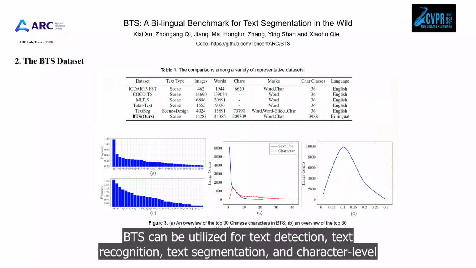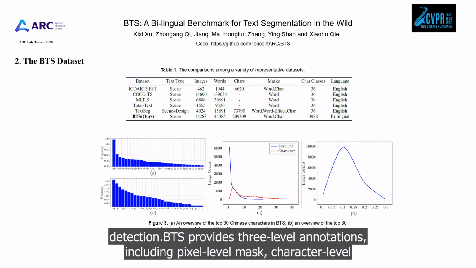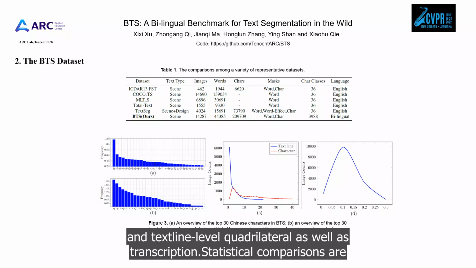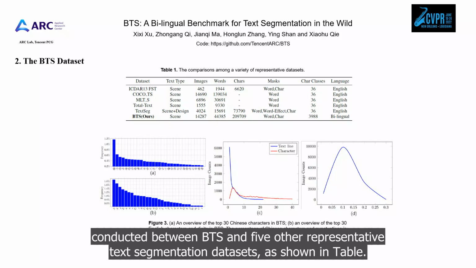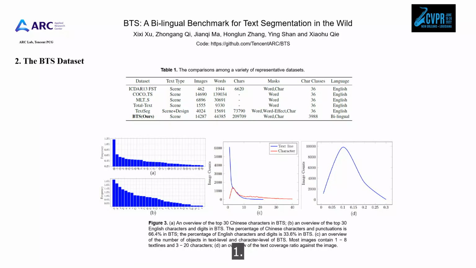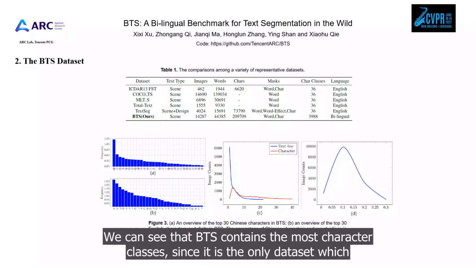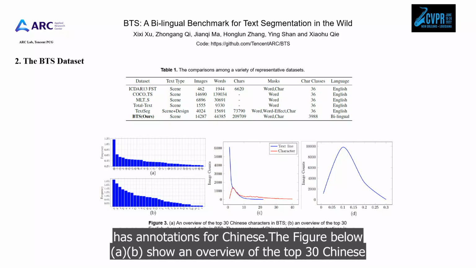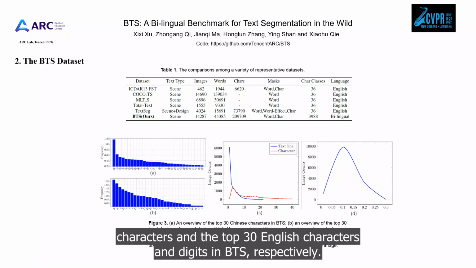BTS can be utilized for text detection, text recognition, text segmentation, and text-line detection. It provides three-level annotations, including pixel-level mask, character level, and text-line level annotations, as well as transcription. Statistical comparisons are conducted between BTS and 5 other representative text segmentation datasets, as shown in Table 1. We can see that BTS contains the most character classes, since it is the only dataset which has annotations for Chinese. Figures 3A and B show an overview of the top 30 Chinese characters and the top 30 English characters and digits in BTS respectively.